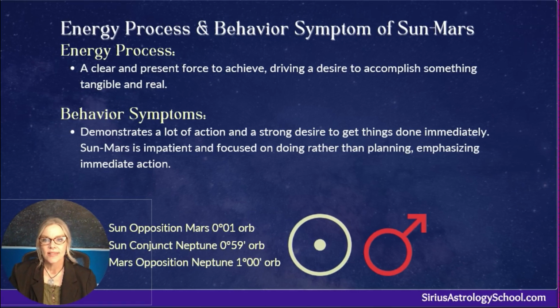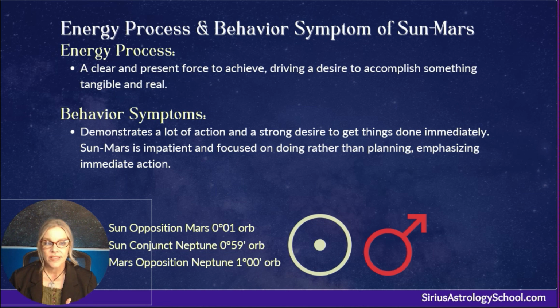The energy, process, and behavior symptoms of the Sun and Mars. The Sun and Mars is a clear and present force that needs to achieve and do something. There's a desire to accomplish something tangible, something real. This is translated into behavior symptoms by demonstrating a lot of action and a strong desire to get things done quickly.